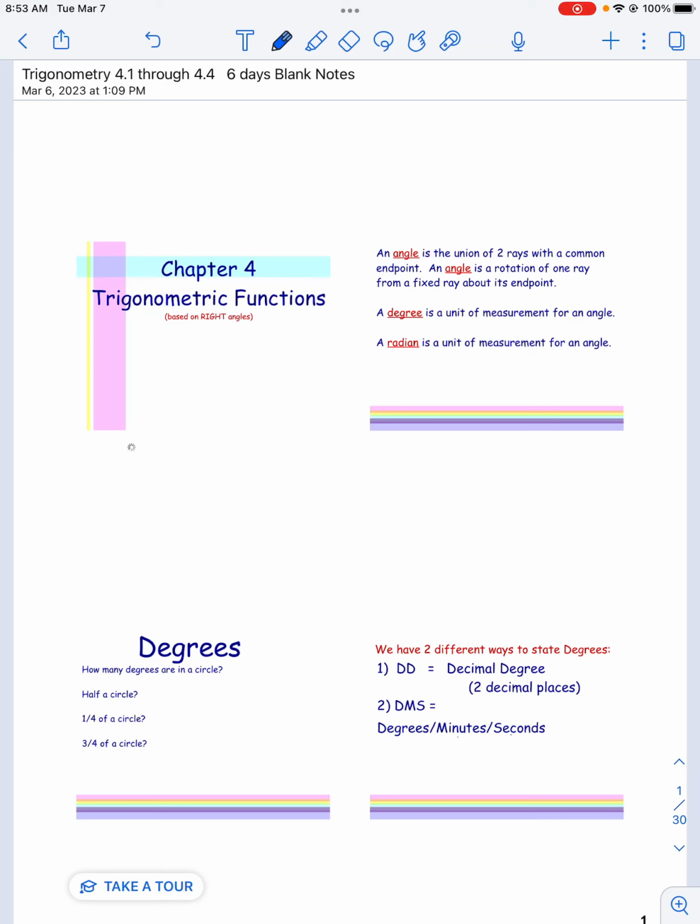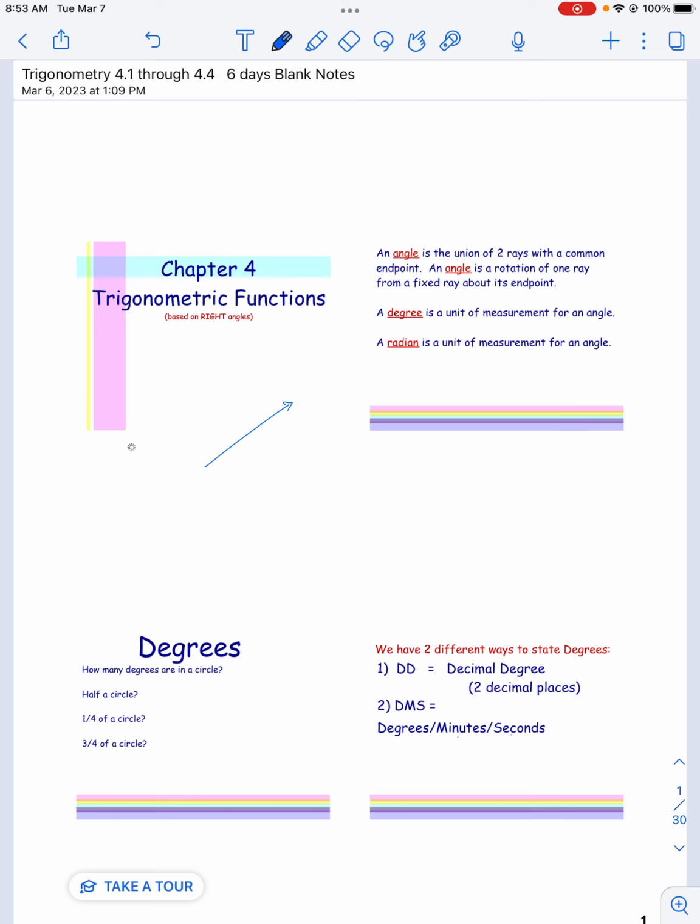Hi everyone, we are talking today about the first 4 pages of the notes for the trigonometric functions unit. So we talked a little bit about some of this yesterday. I'm going to skip over the special right triangles part and jump straight into talking about angles and radians.